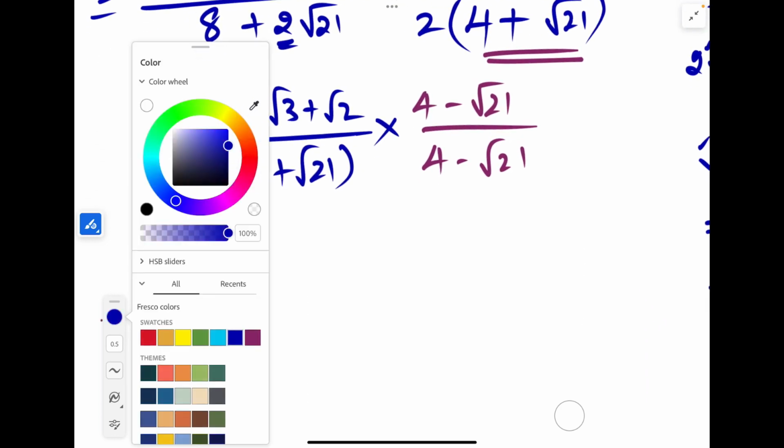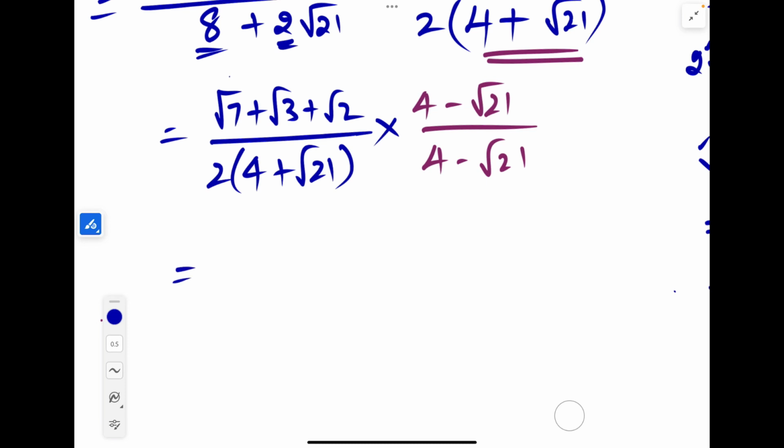Now observe here what we will be getting. These are three terms, it's a trinomial. Here it is a binomial of radicals. So whenever you multiply a trinomial and a binomial, make sure each and every term gets multiplied. That means first you multiply 4 with all these three terms, then followed by the root 21 with all the three terms. So let us start multiplying.